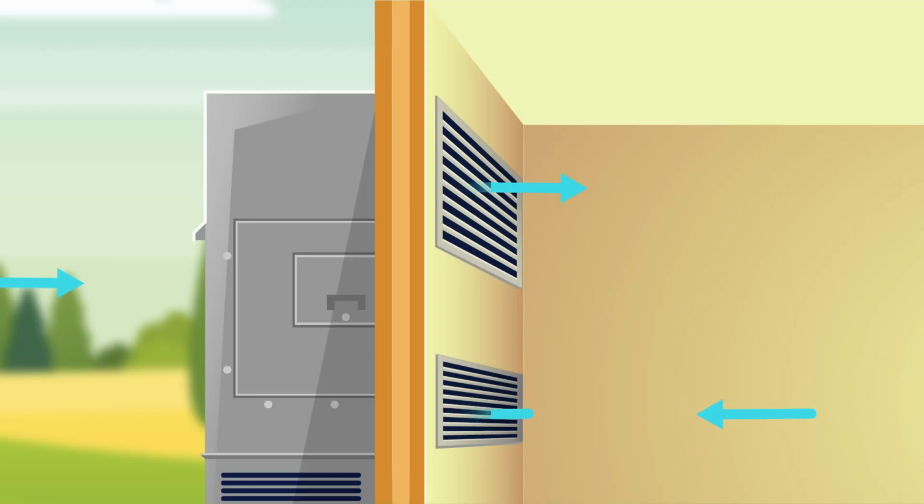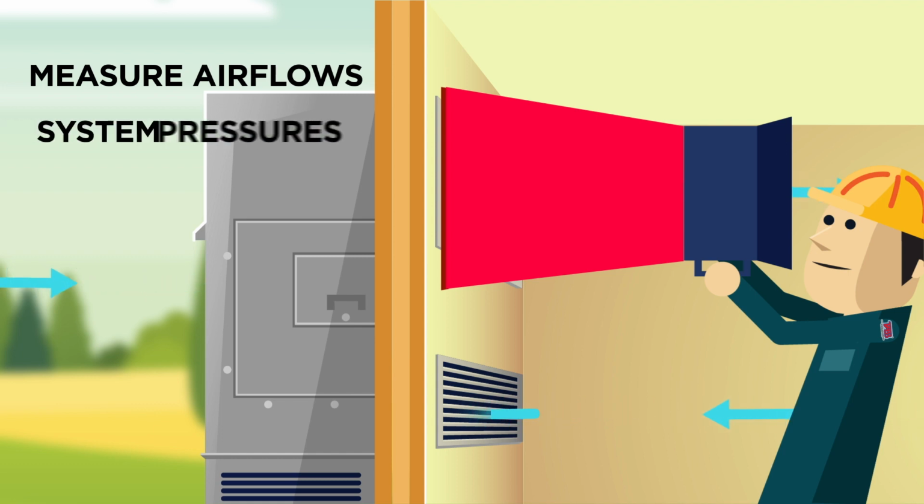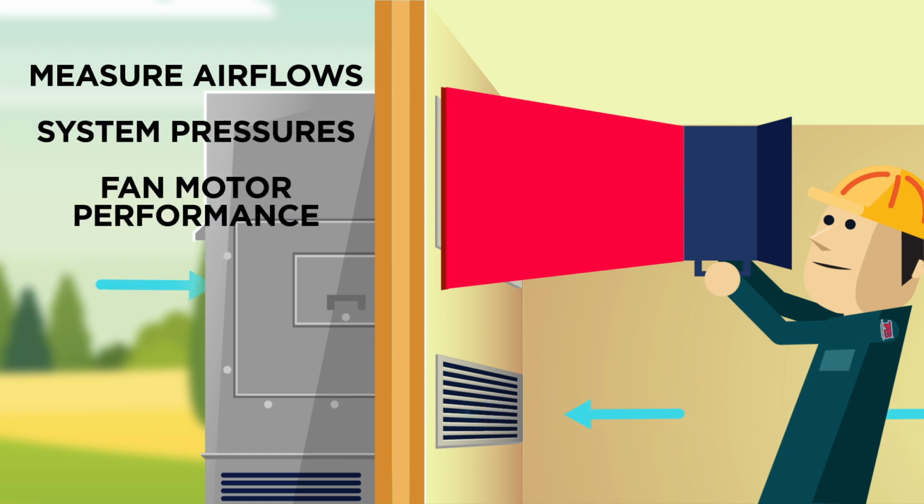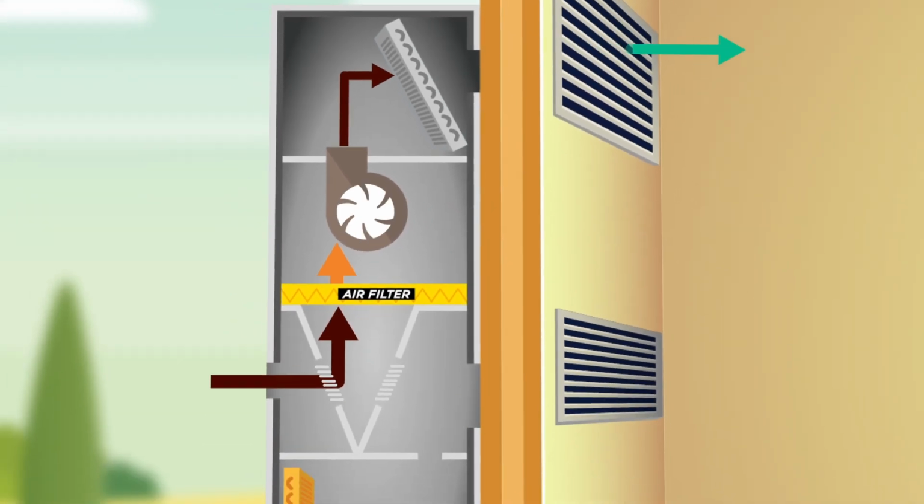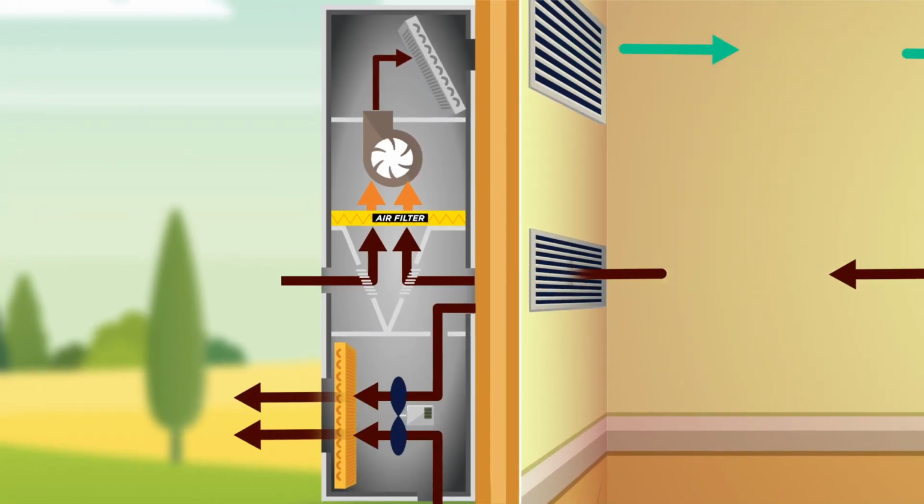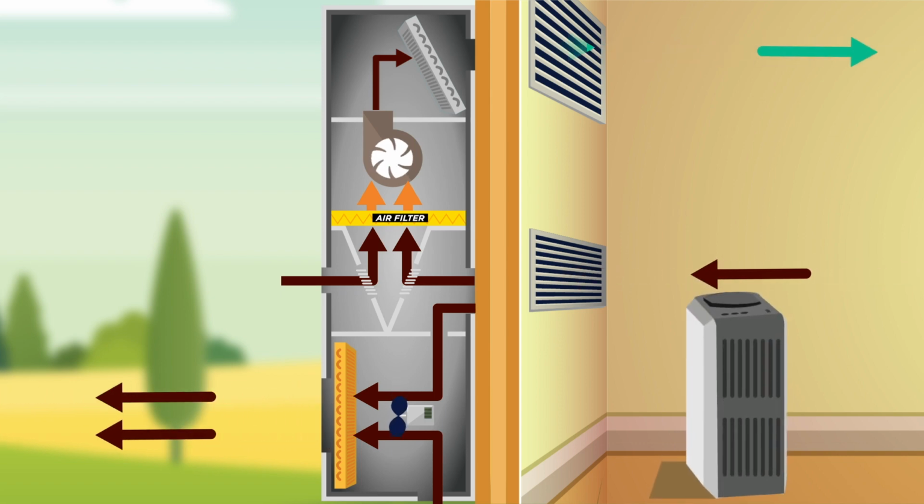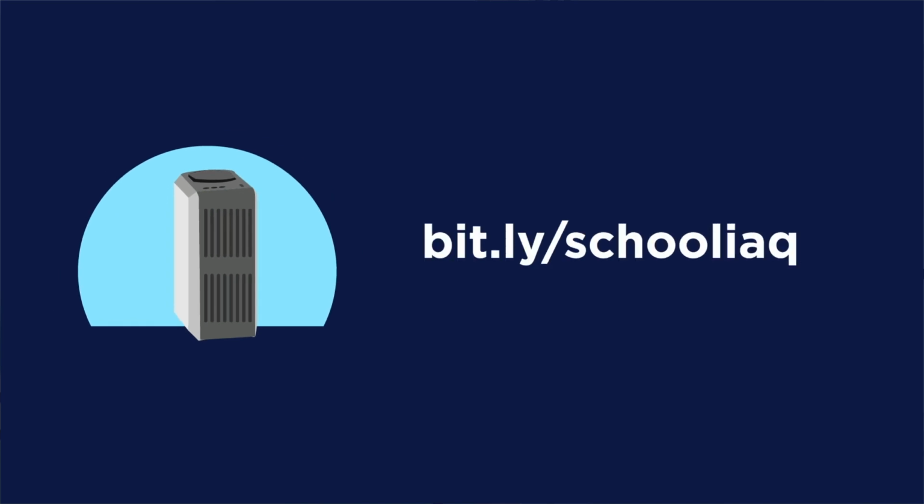Ensure that MERV 13 filters are compatible with your HVAC system by using a skilled, trained, and certified technician to measure airflows, system pressures, and fan motor performance, and confirm they meet your system design. Improving the filtration in a central HVAC system is generally the most effective and lasting way to improve indoor air quality. However, portable air cleaners may be used to supplement filtration. For recommendations on portable air cleaners, please visit our website.